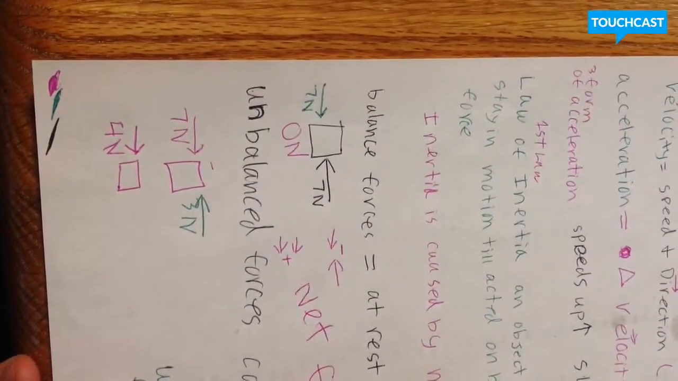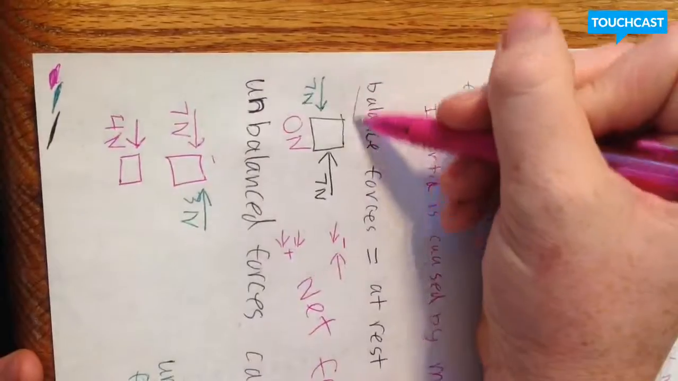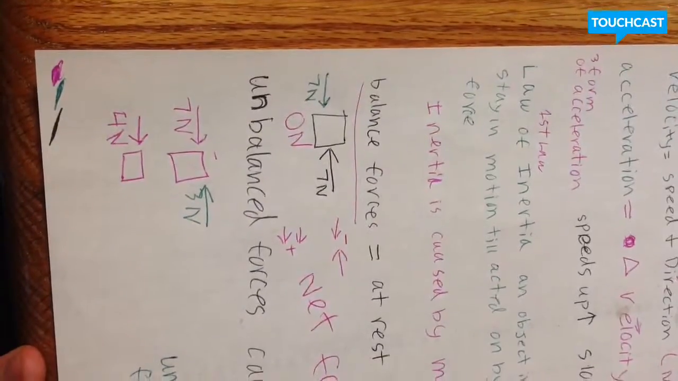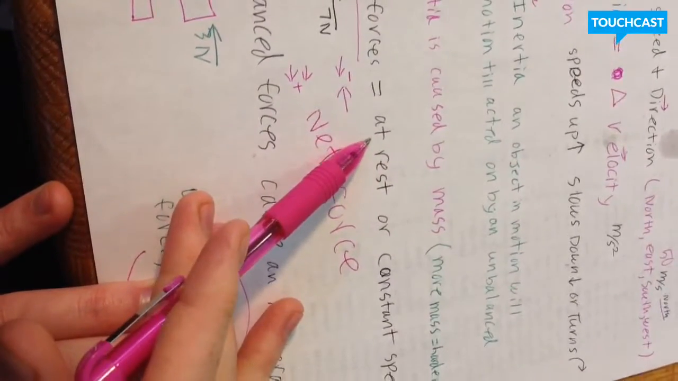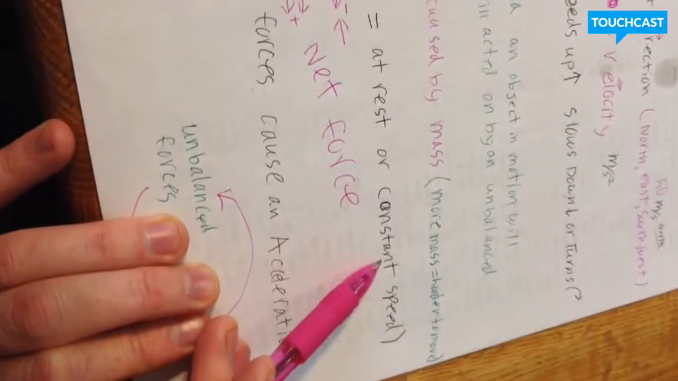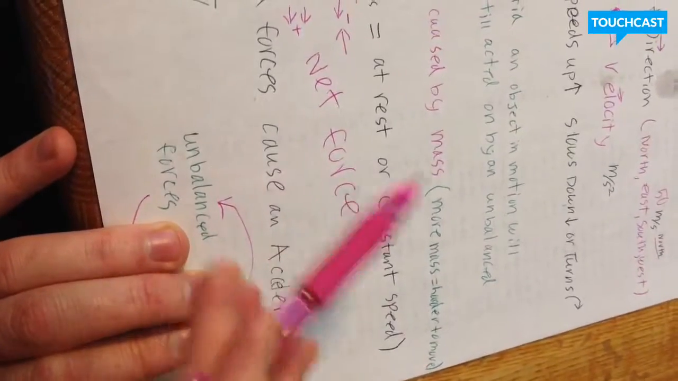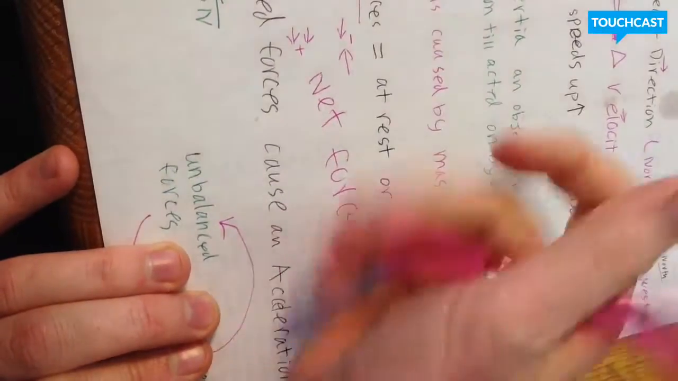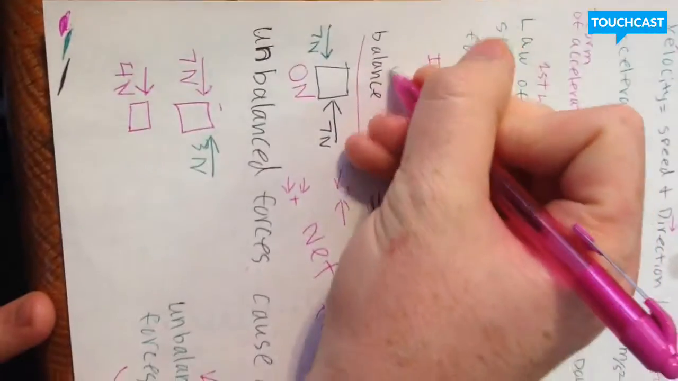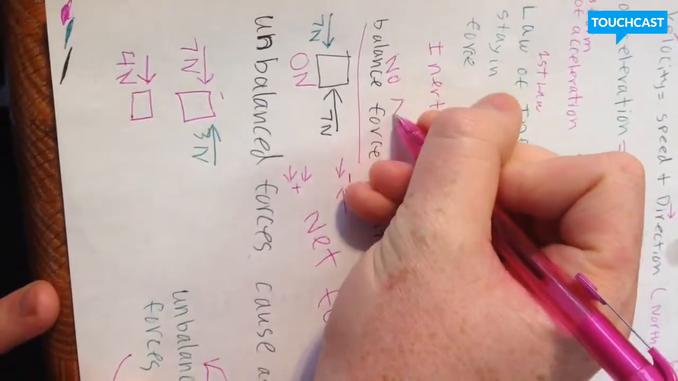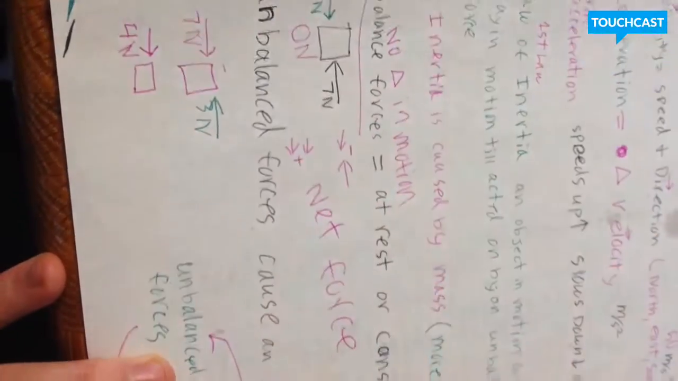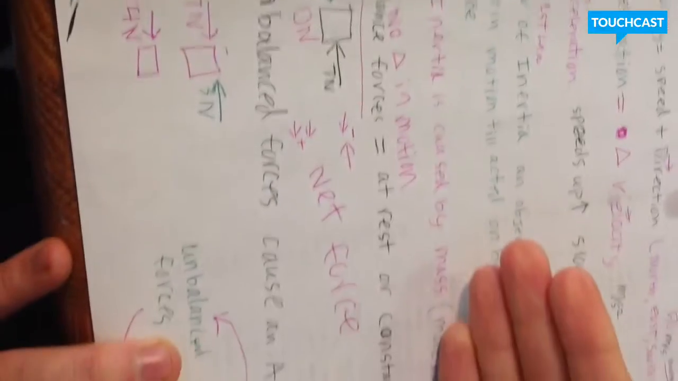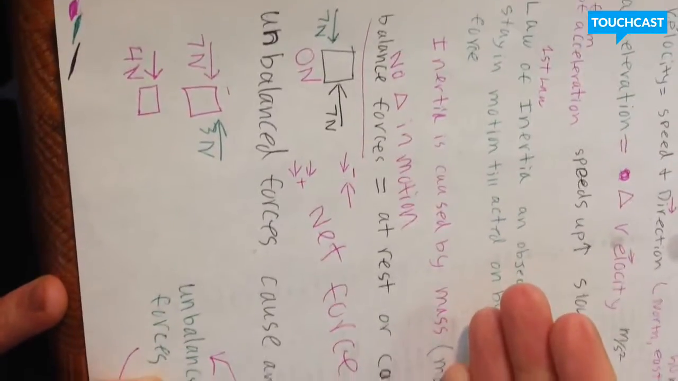If the net force is 0, the object is considered to have a balanced force. You look over here. Basically, a balanced force will cause the object to remain at rest or at a constant speed. Basically, it will not change its motion. So a balanced force gives you absolutely no change in motion.